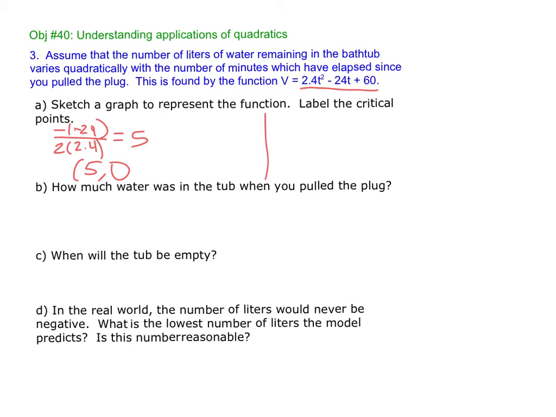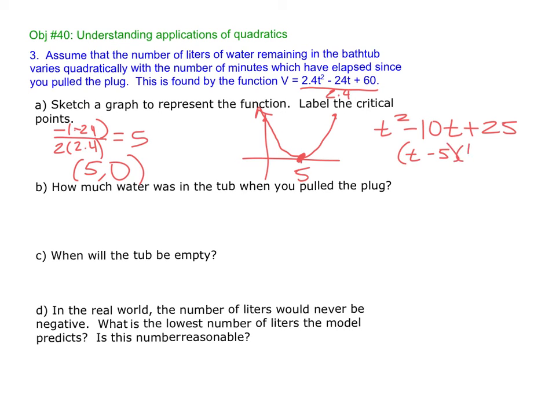So that tells me that the vertex is the same as the roots. So this thing actually looks like this, at 5. So my roots are the same as my vertex. If I divide by 2.4, I get t squared minus 10t plus 25, which is t minus 5 times t minus 5. So the roots and the vertex are the same. And then what's the y-intercept? That's our 60.